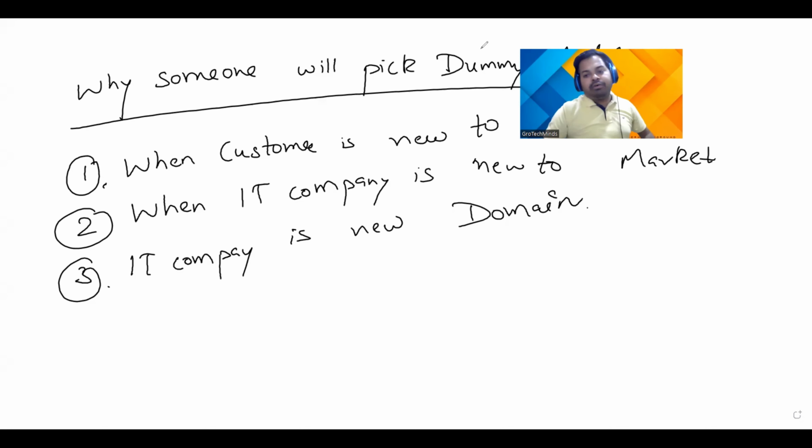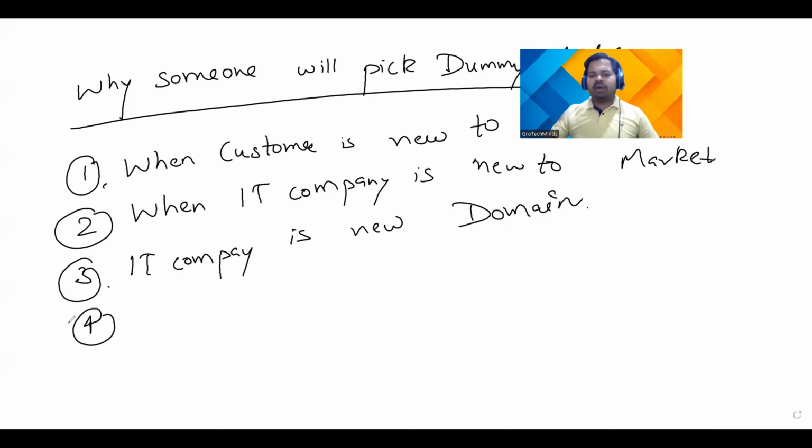Currently, I'm working in the education industry. There are other industries as well, like gaming, finance, healthcare, and e-commerce. So there are so many industries. Let's say the IT company keeps developing applications only in a particular field, but now they have got a new customer from a new domain. Since the company is new to the domain, they will go for the dummy model or prototype model.